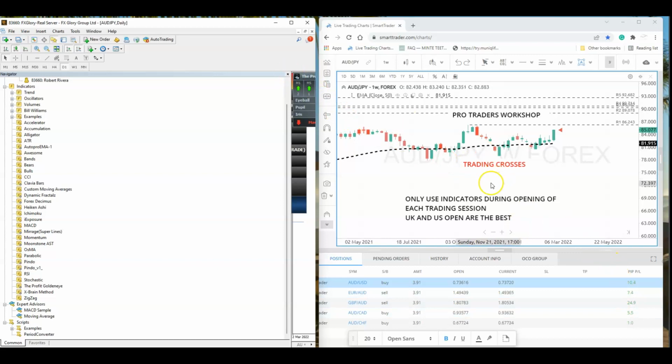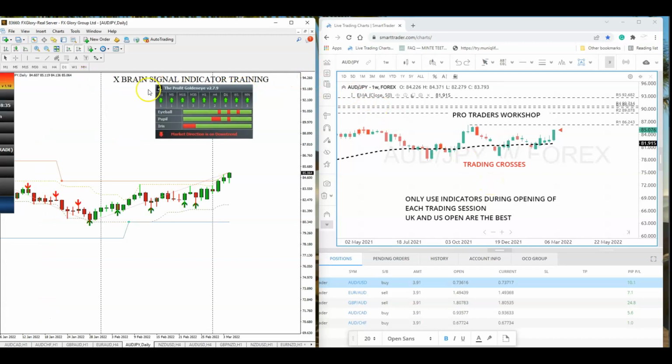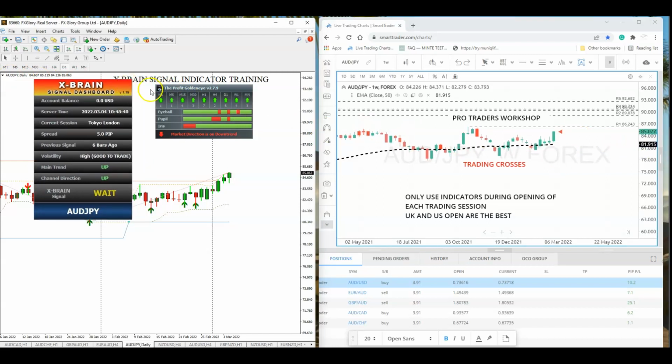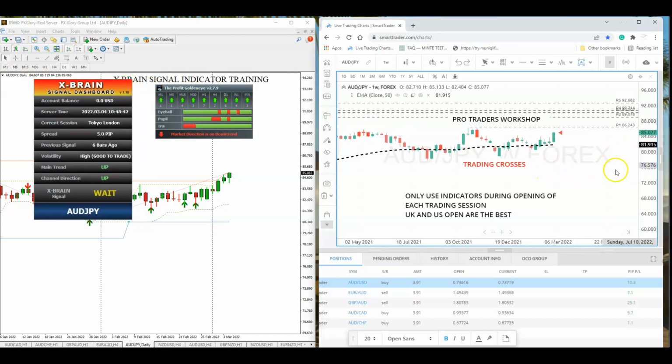trading crosses, very powerful technique because you can see just looking at these indicators, looking at price action, that the Australian dollar for now is in an uptrend. It's very strong. And the only thing I would advise is just use these indicators during the opening of the UK and US markets because in between sessions, markets tend to consolidate. And these indicators here are worthless when markets are range bound.